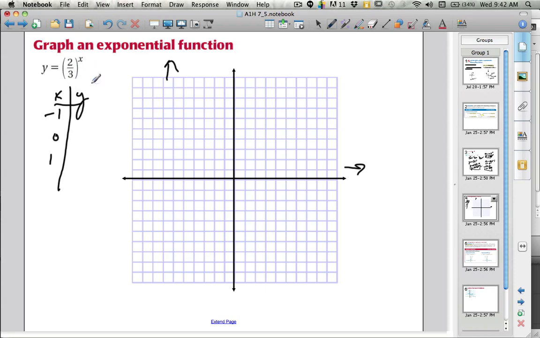So when x is -1, then y would be 3/2. When x is 0, y will be 1, and when x is 1, y will be 2/3. So they're very easy to do. So I have 1.5, 1, and 2/3. So I know that my graph is going to come in along here and go out along there.